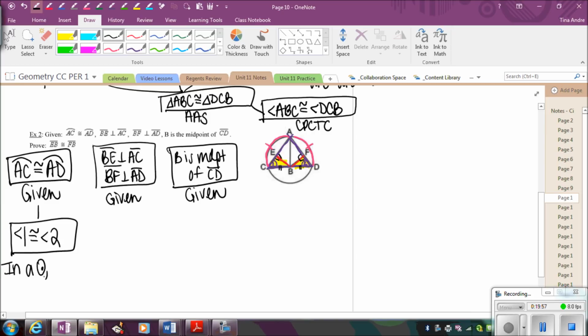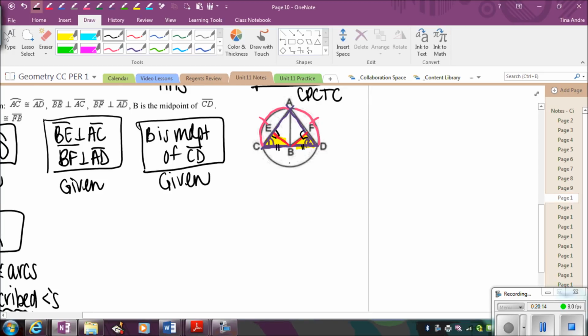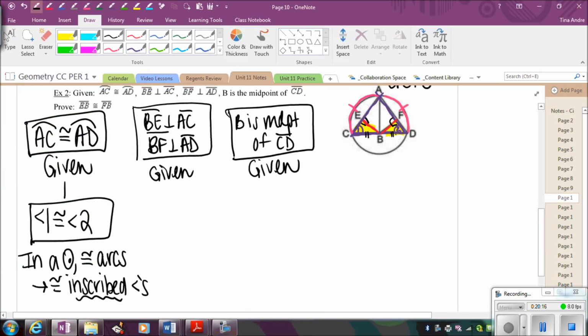congruent arcs imply congruent inscribed angles. Remember, it has to be the same type of angle, so you have to say inscribed. So that's angles 1 and 2. I have the right angles here. So I'm going to just end up using 3 letters because I don't want to try to squeeze numbers in there. So I'm going to say angle CEB and angle DFB are right angles.